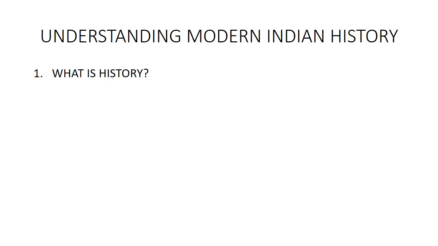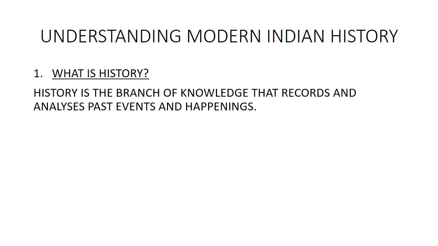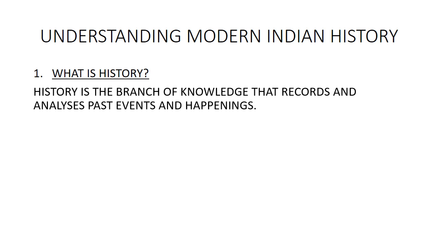So what is history? Knowledge that is gained from the study of past is called history. It teaches us great lessons. It guides us what to do and what not to do. History also informs us about a rich past, how people lived, what they ate, what they wore, and what type of houses they built. So, what is the definition of history? History is the branch of knowledge that records and analyzes past events and happenings.